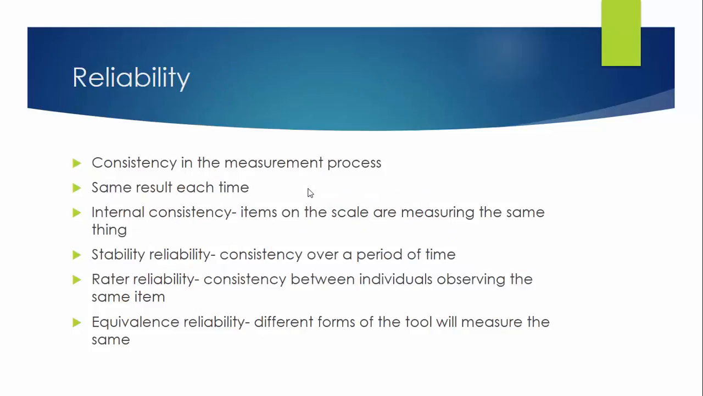Reliability is the estimate of the extent the instrument produces the same result time and time again. This is consistency in your measurement process. There are levels of consistency within reliability. Internal consistency is the intercorrelation of items within the measurement. Are they measuring the same? Do they reflect what is being measured?